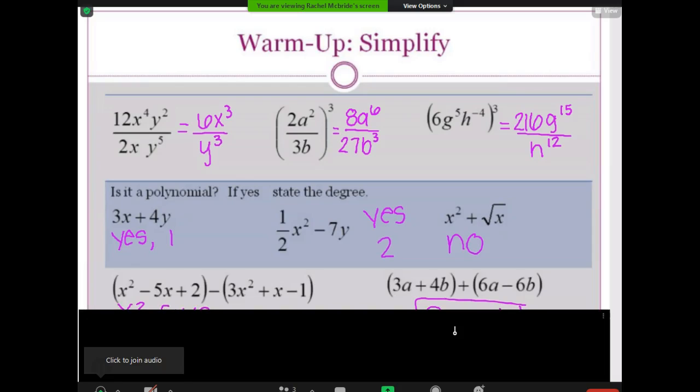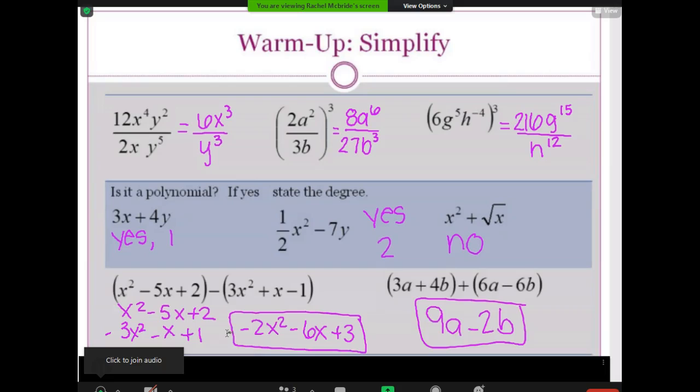Okay, and then in 7 and 8, we were combining like terms. So in number 7, you had to distribute your negative to both parts inside the parentheses, thus changing all of the signs, giving you negative 2x squared minus 6x plus 3. And over here, we just grouped together a and b, and you got 9a minus 2b.